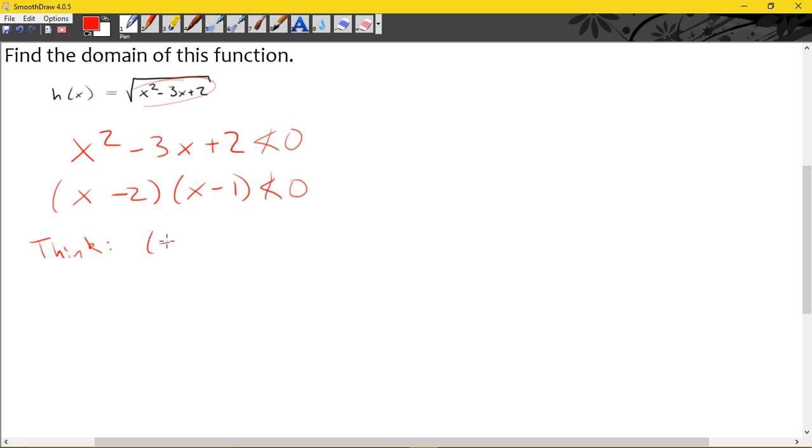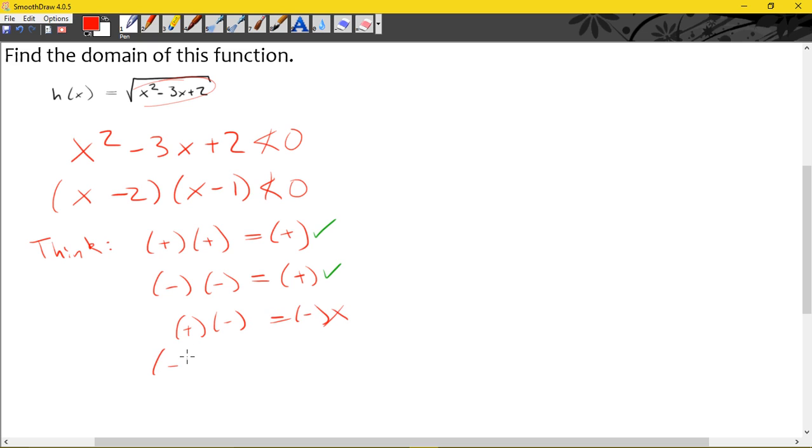If I have a positive times a positive, that gives me something positive. If I have a negative times a negative, that gives me something positive. These are the two situations that I want. What I don't want is a positive and a negative. That would be a negative. That would be bad. I don't want a negative and a positive. That also would give me a negative, and that would be bad.